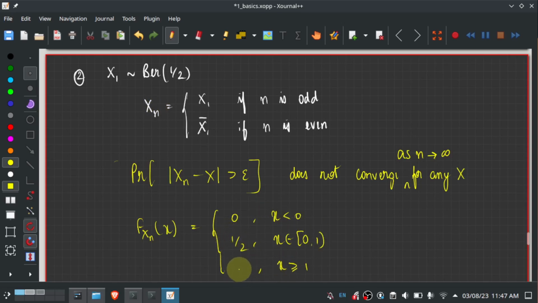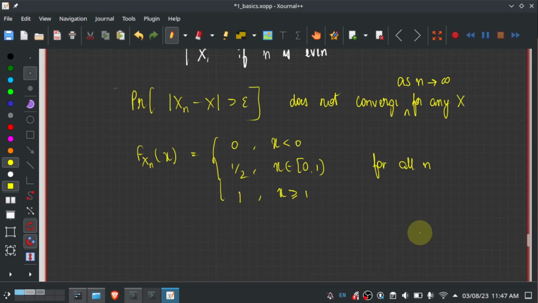What about x greater than or equal to 1? It is 1. So this is true for all n, right? So all the random variables have exactly the same distribution. So it indeed converges in distribution. But if I take any particular realization, this never converges. Right? So this converges only in distribution and does not converge in any other sense. All right?